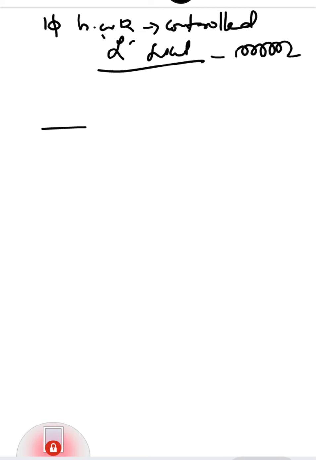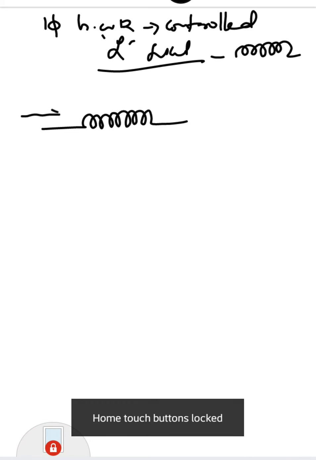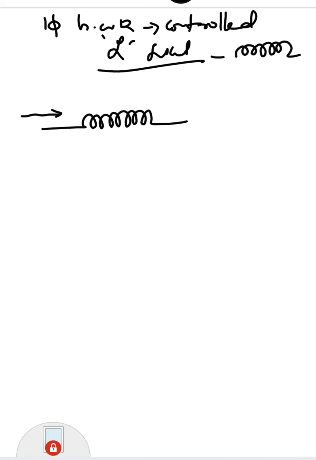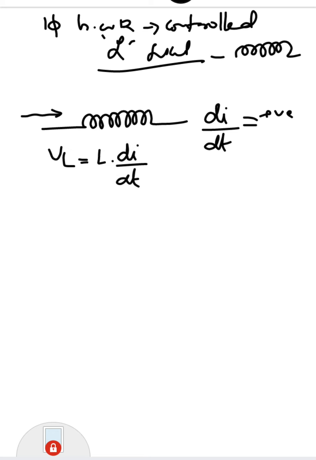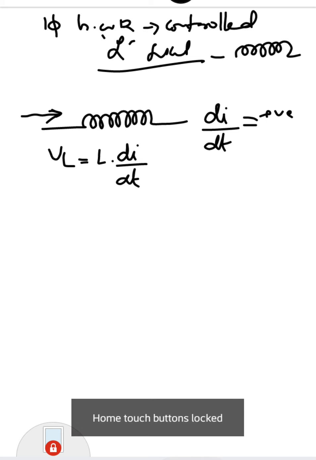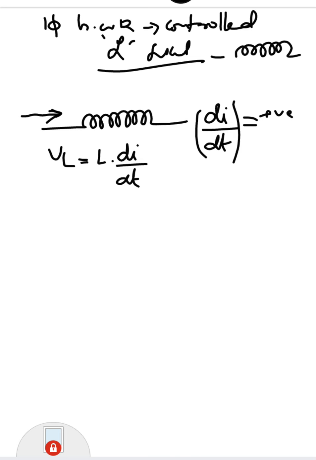Suppose that this is an inductor. If the current flowing through the inductor increases, then di divided by dt will be positive, because the voltage across the inductor VL is equal to L into di divided by dt. When the current flowing through the inductor increases, rate of change of current will be positive. Whenever the current flowing through the inductor decreases, di divided by dt will be negative.